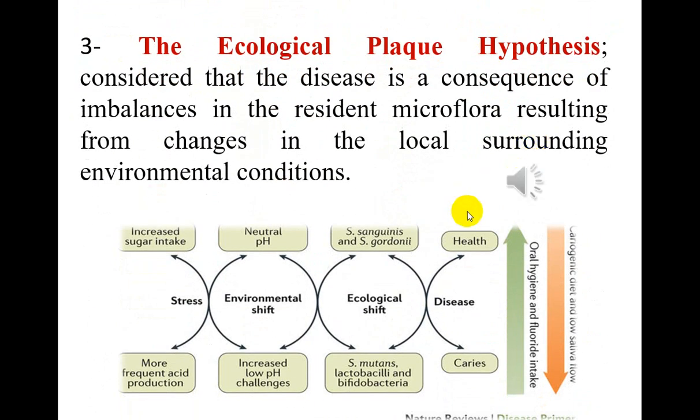The third hypothesis is called the ecological plaque hypothesis. According to this hypothesis, dental caries is a consequence of imbalances in the resident microflora resulting from changes in the local surrounding environmental condition. The change in the surrounding environmental condition is caused by acid, and this acid is the end result of fermentation of carbohydrate by different cariogenic bacteria.